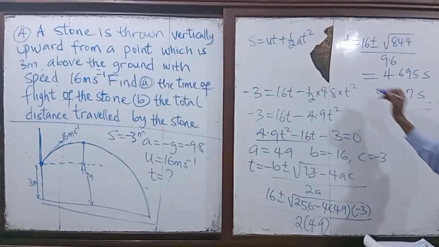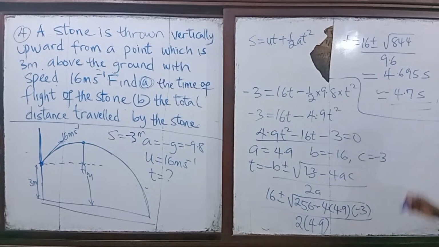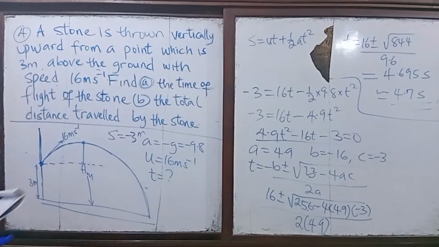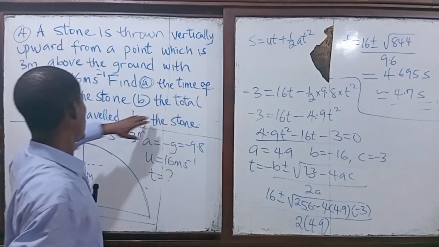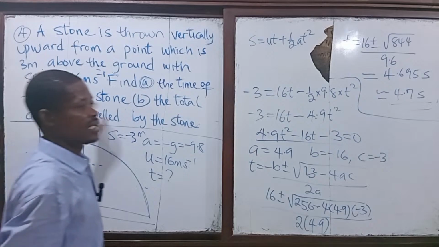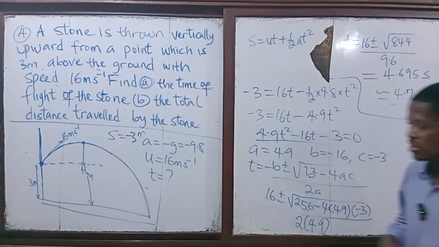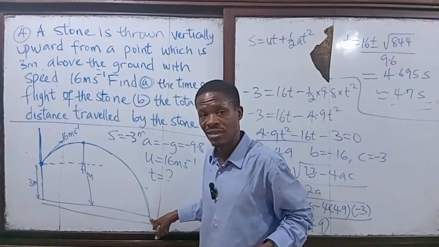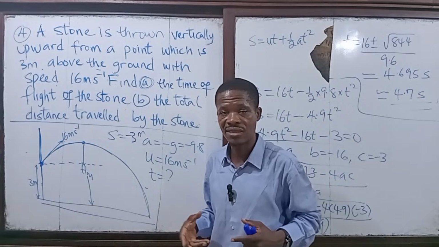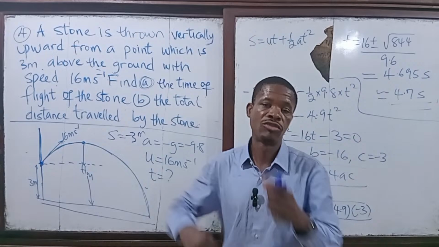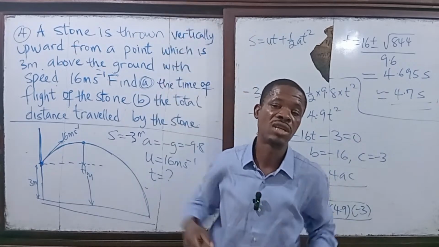4.7 seconds. So that's that on that question. 4.7 seconds. Okay. 4.7, that's the time of flight. That's the time it takes to come back to the projection plane, or 2 times the time to reach the maximum height.